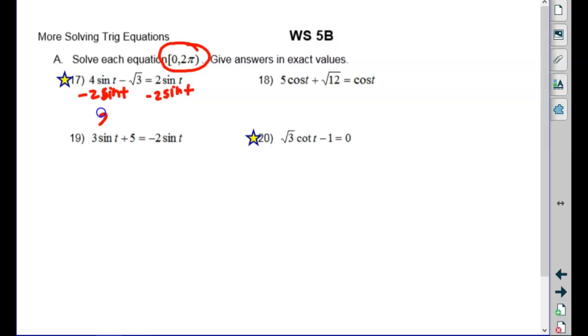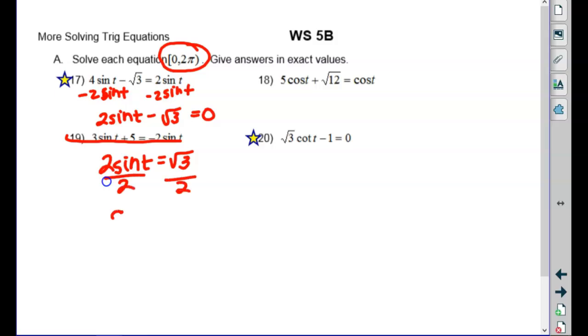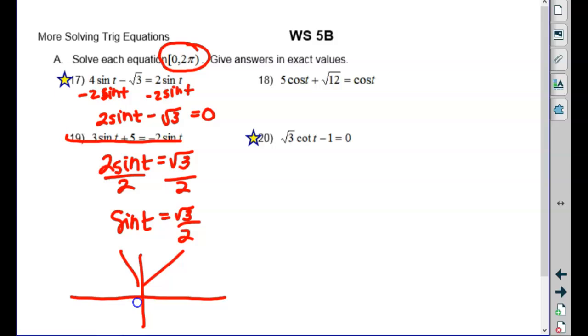So 4 sine t minus 2 sine t is 2 sine t, minus square root of 3 equals 0. Now what? Add the square root of 3 over to the other side. I'm just going to cross this one out. So I have 2 sine t equals square root of 3, and then divide by 2. Okay, now where on the unit circle is the sine square root of 3 over 2? The sine is? Okay, I was thinking it was pi over 3 and 2 pi over 3.